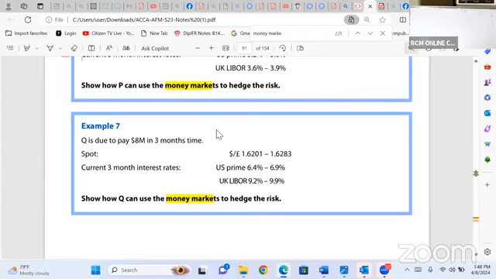Q is due to pay 8 million dollars in 3 months' time. So the first thing that I know is that Q cannot be based in the US. If this company is handling US dollars and has a foreign exchange problem, it means it is not in the US. Given that we have dollar and pound, this company has to be UK-based, because for the $8 million to be foreign, this must be a UK company.